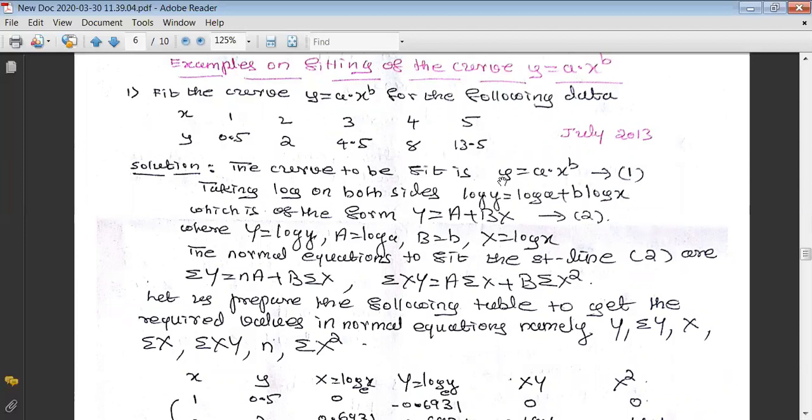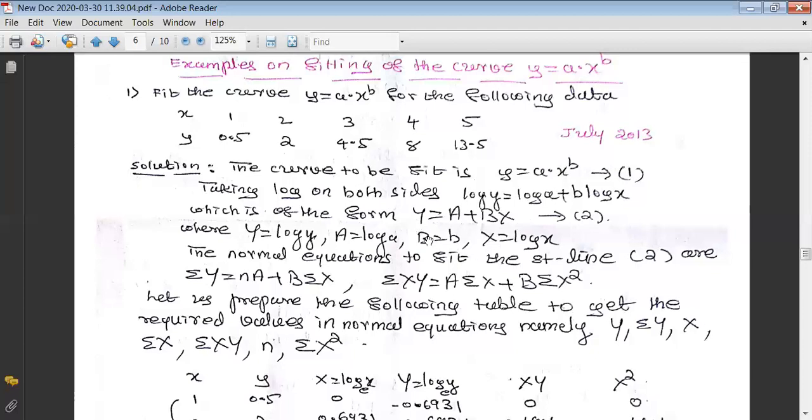That's why once you take the log for this one, it results as a straight line in this format, and the normal equations for this straight line are going to be like this. The first one, direct summation, that is summation y equal to n into capital A plus b into summation x. And in this case, capital X is present in the equation of the curve to be fit.